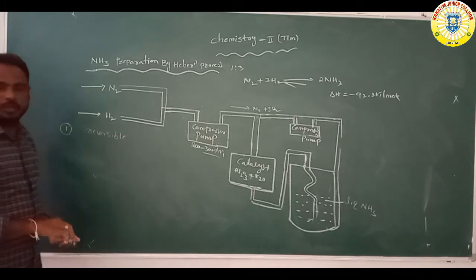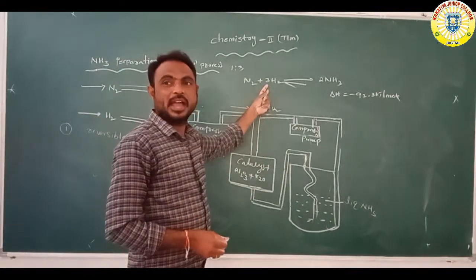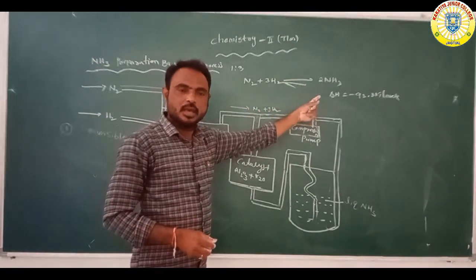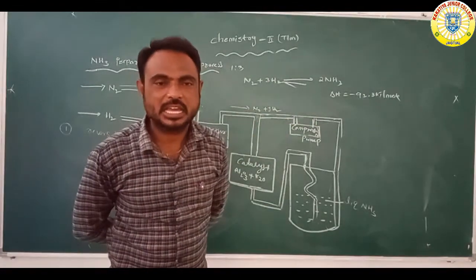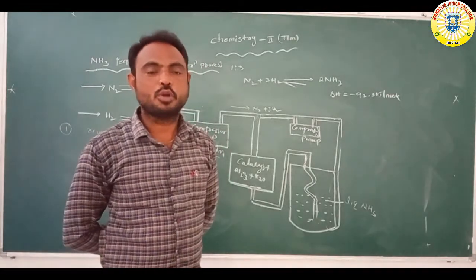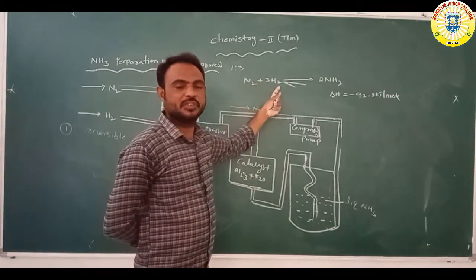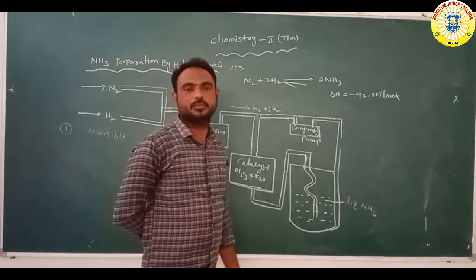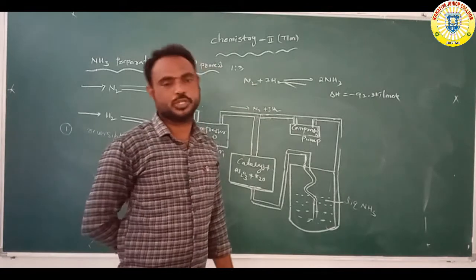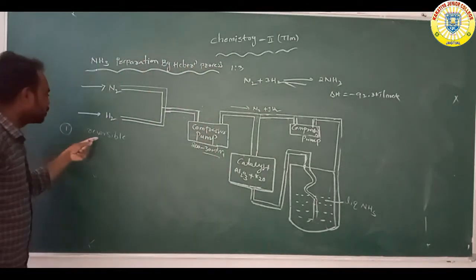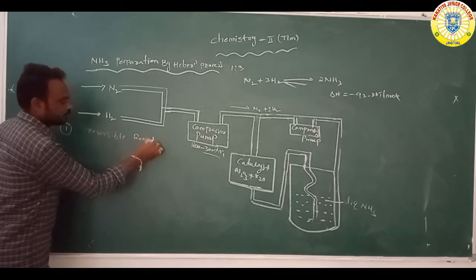Reversible reaction. Reversible means reactants are converted to products, and products are converted to reactants. When nitrogen reacts with hydrogen, it forms ammonia. When heated, ammonia forms nitrogen and hydrogen. So the first point is that this reaction is a reversible reaction.